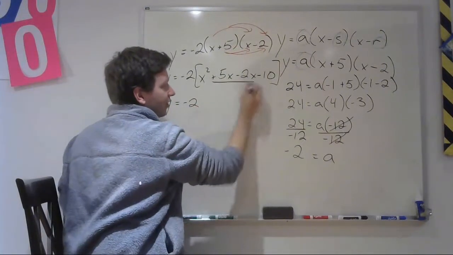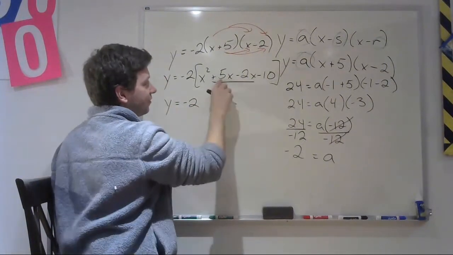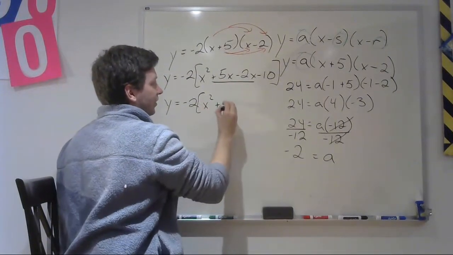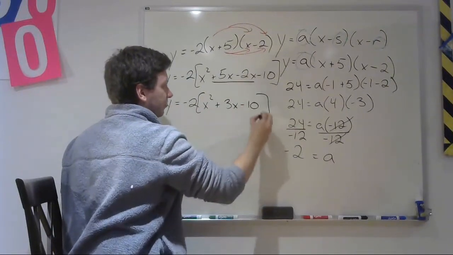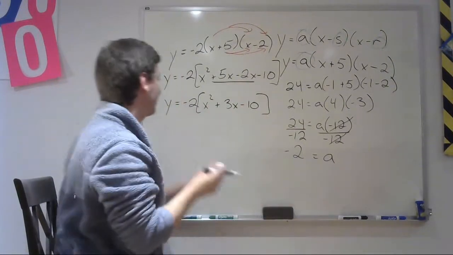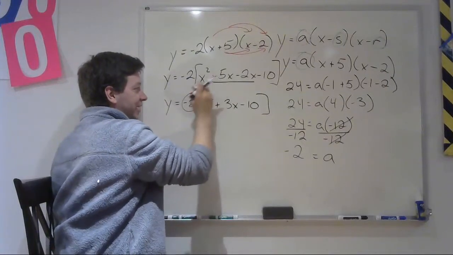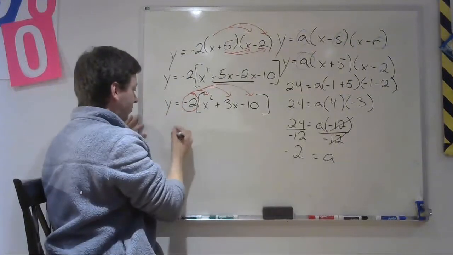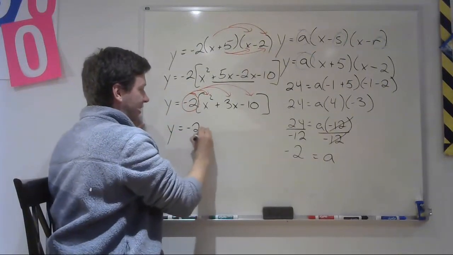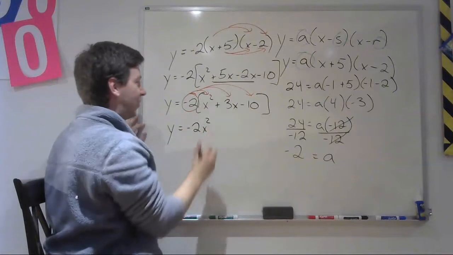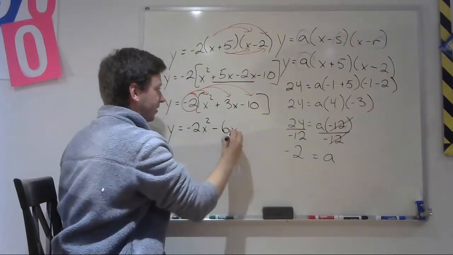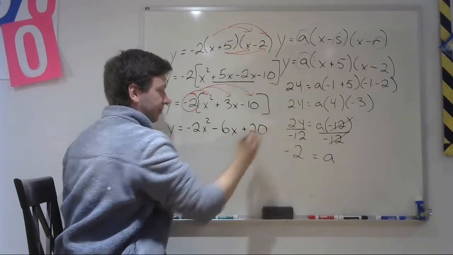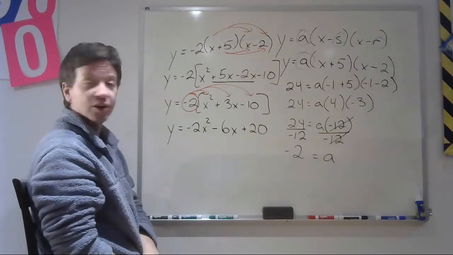Now here we have two like terms that we can add together. So 5x minus 2x is just 3x. So we get x squared plus 3x minus 10. And we're almost done. Now we're going to take this -2 and distribute it into every term inside of this big bracket here. So we get y equals -2x squared. -2 times +3 is -6x. And -2 times -10, two negatives, gives you a +20. Okay, and that's our equation in standard form.